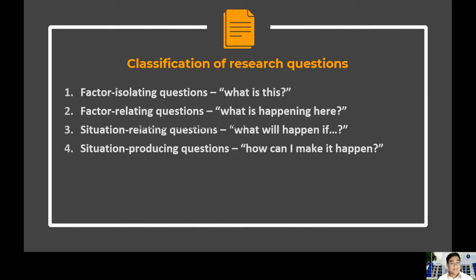Next is for situation relating questions. What will happen if, right? So what are the effects of computer-assisted learning methods of teaching to the interest level of the sophomores in their history subject? So there is the effects and then the interest level for situation relating questions. Next is the situation producing questions. How can I make it happen? What faculty development activities can be sponsored by the PTCA to improve the performance of graduating students in the UP College Admission Test outcome? So basically, for situation producing, you're giving a suggestion.